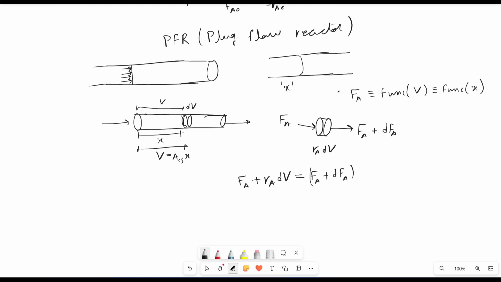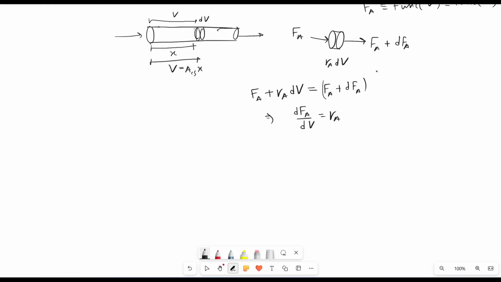So if I simplify it, we get dFA by dV equals RA. Now, if I want to write this expression in terms of concentration, I can write FA as Q dCA by dV. Remember, this FA is Q times CA.